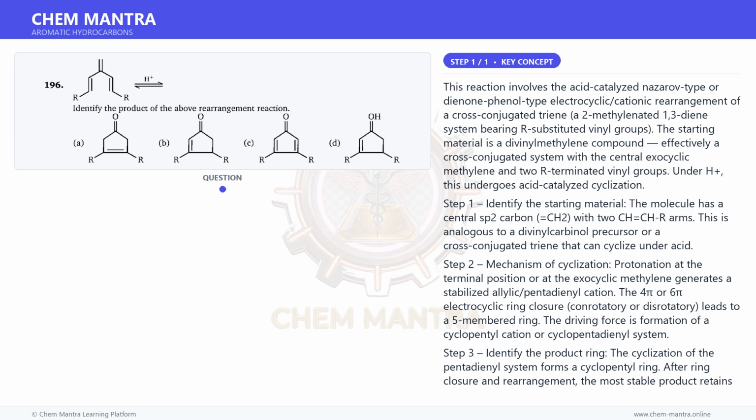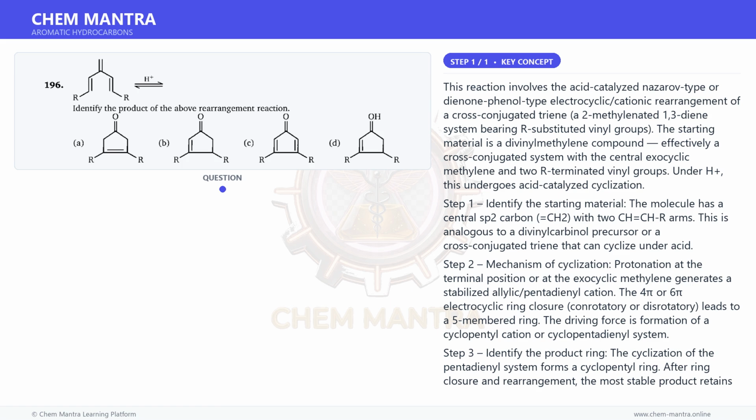The R groups end up at C4 and C5, the saturated positions flanking the ring junction, and the double bond is between C2 and C3, conjugated with the C1 carbonyl. This matches option B, 4,5-disubstituted cyclopent-2-en-1-one.